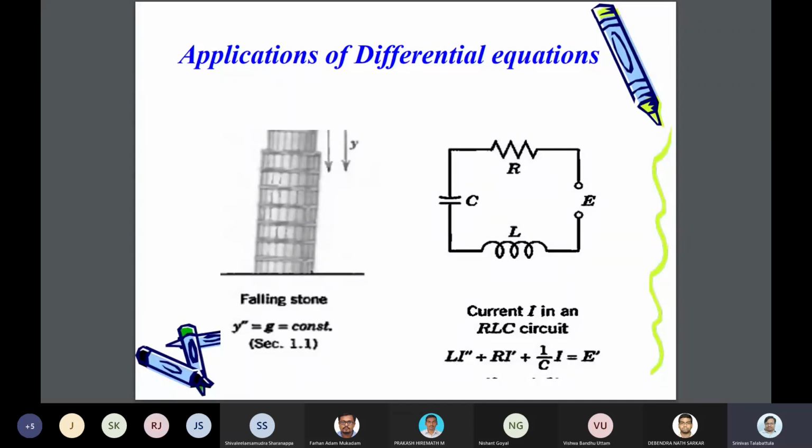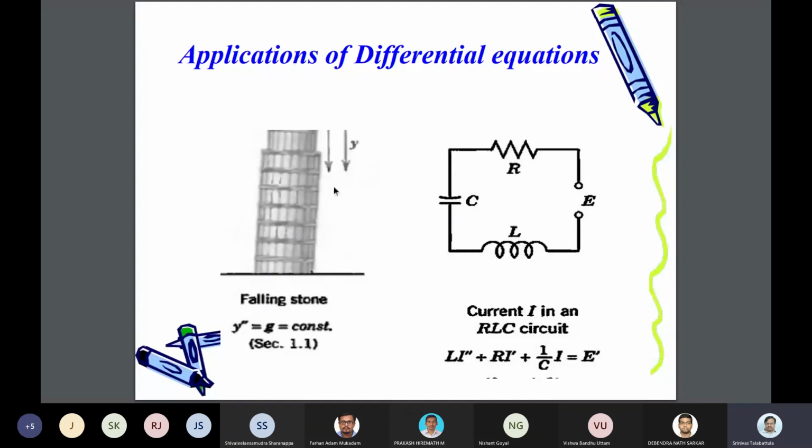Similarly, in electrical engineering, you have a lot of circuits. So this is an example of an LCR circuit, and you know that the parameters like the capacitance, inductance, etc. can be defined in terms of the derivatives of currents, voltages, and so on. So you will get a lot of differential equations in electrical circuits also.